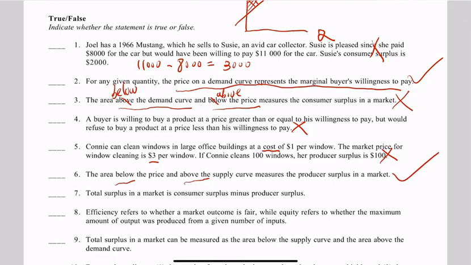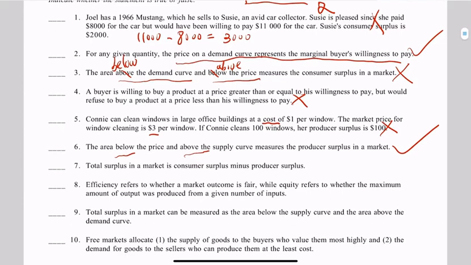Total surplus in the market is consumer surplus minus producer surplus. This is about understanding the basic definition, right? And we know that total surplus is the sum of consumer surplus and producer surplus. So you should not use minus, you should use plus.